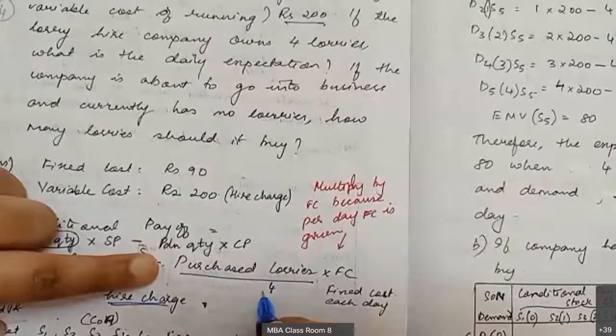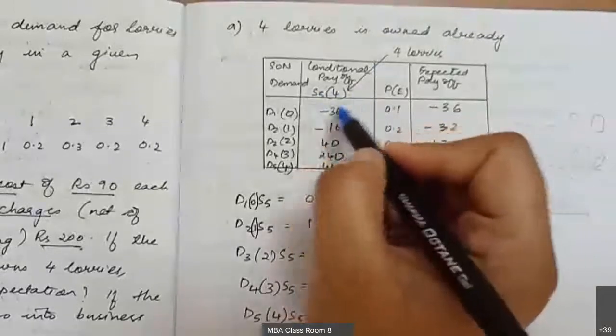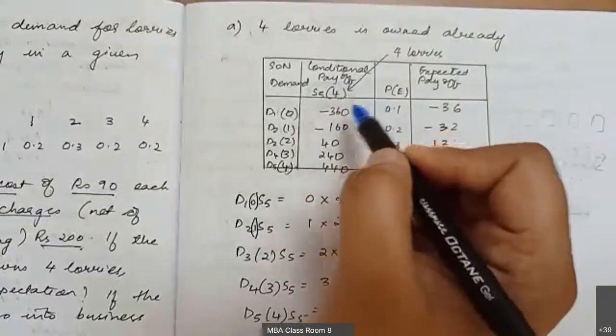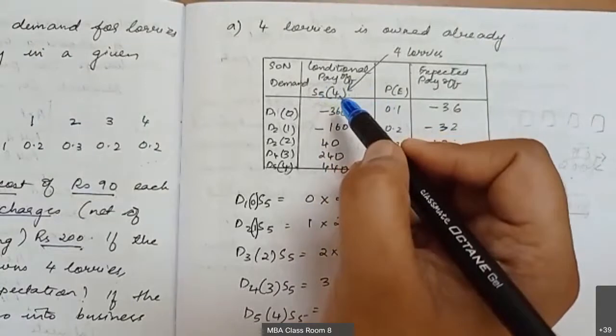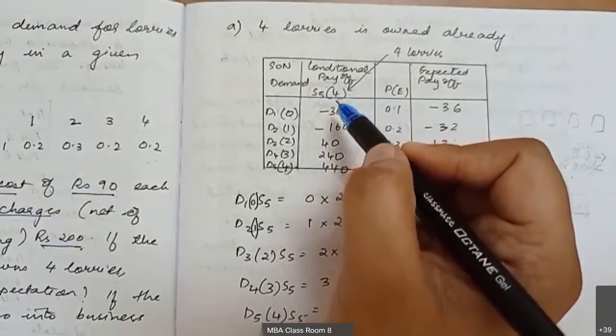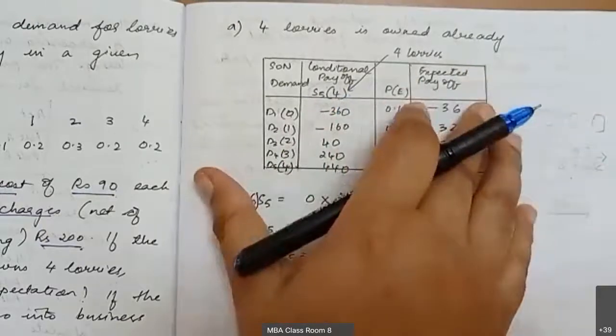Okay, that is the value that is given on the row. We have seen yesterday, no? Production quantity means you take the values on the first row. First row, what is the value given here? 4. Okay, already the company has 4 lorries. So 4 is going to be the production quantity.